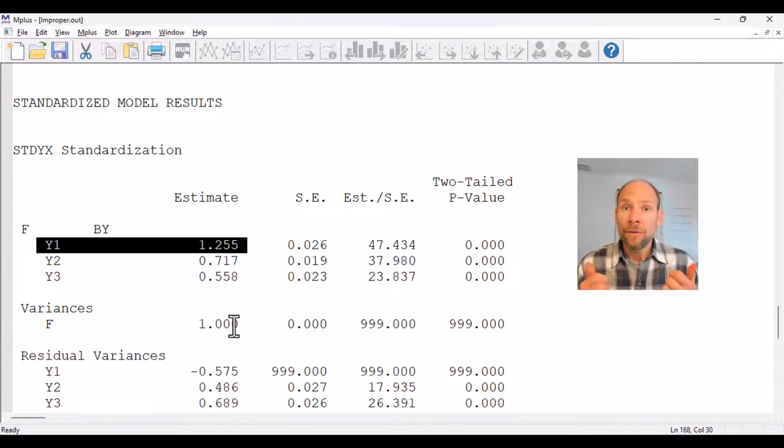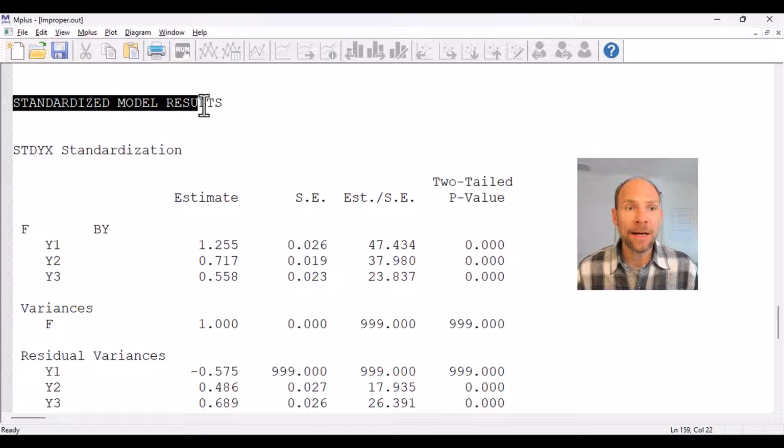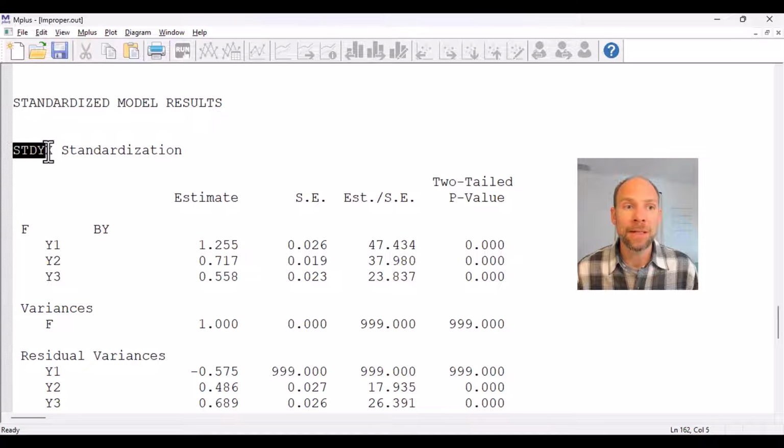First of all, this concerns the standardized solution. Here you can see I'm in the standardized model results section of Mplus. STDYX means it's the completely standardized solution where both the outcome variables, or Y variables, as well as the exogenous or independent variables, X, are standardized, which means in this case the factor, which is the independent variable, is standardized.